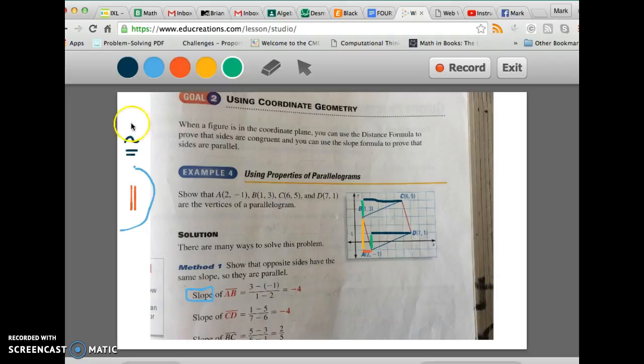The other method, if you want to show congruence, would be using the distance formula. Again, here you plug in this squared plus this squared, and you get this squared, and it would work on this, this, this, and this the same way.